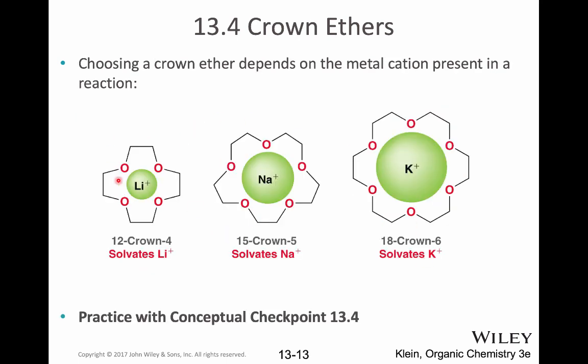So again, depending on the size of the crown ether, that's going to dictate the size of the cation that you can coordinate. So 12 crown 4, that's for lithium. 15 crown 5, that solvates sodium. 18 crown 6, that solvates potassium.